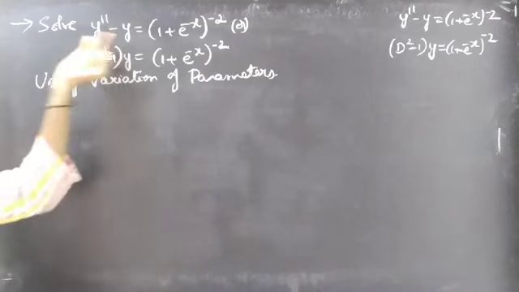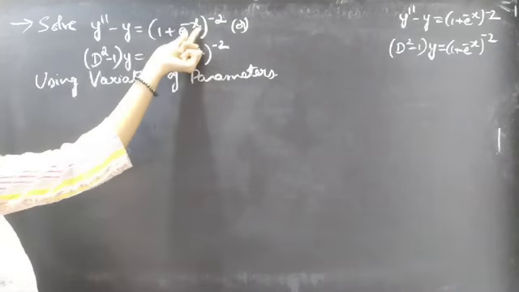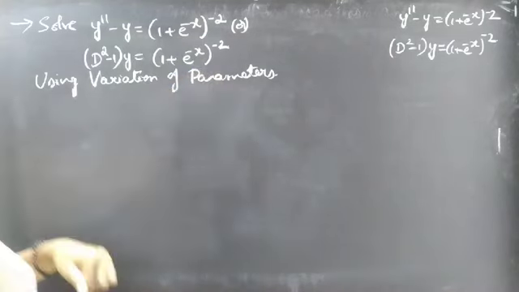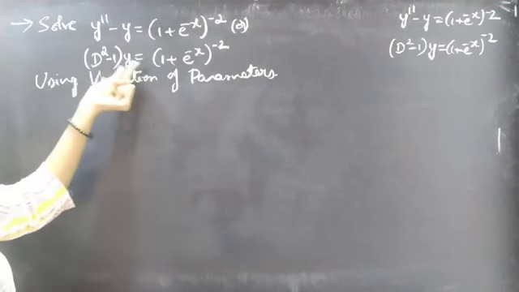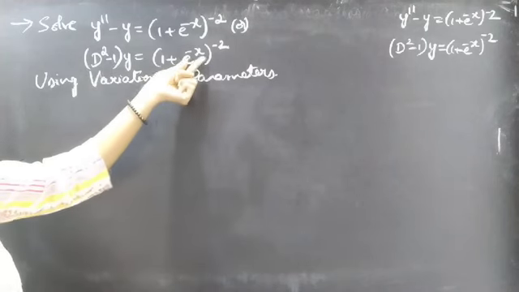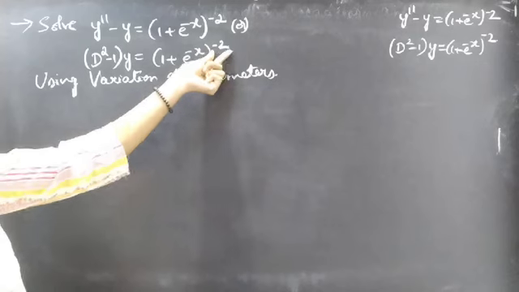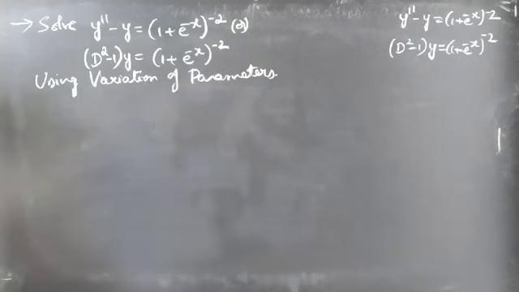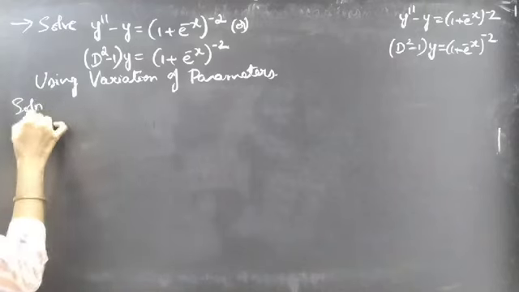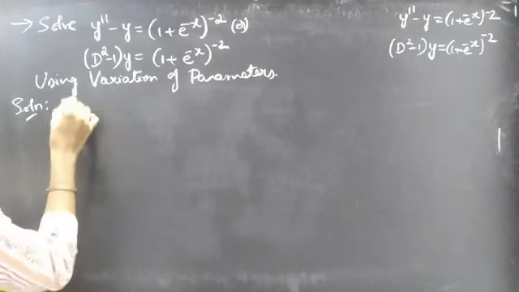Problem: solve y double dash minus y equal to (1 plus e power minus x) raised to the power minus 2, or (D square minus 1) y equal to (1 plus e power minus x) raised to the power minus 2, using the variation of parameters method. We are given a differential equation of order 2.